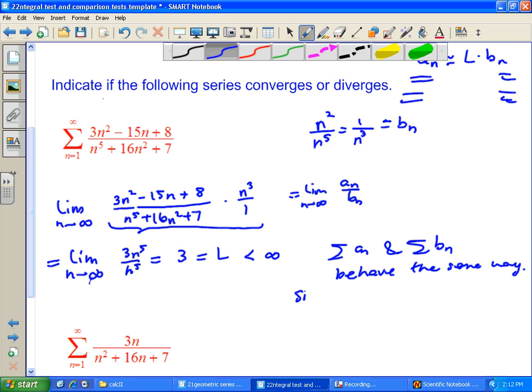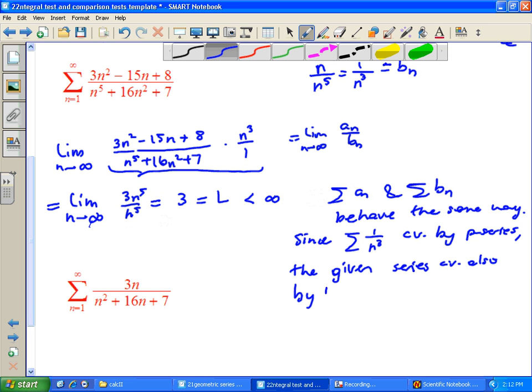And since summation of 1 over n cubed converges, the given series converges also. By which test? The overall umbrella, the bigger series, was the limit comparison test. So the given series converges also by the limit comparison test.